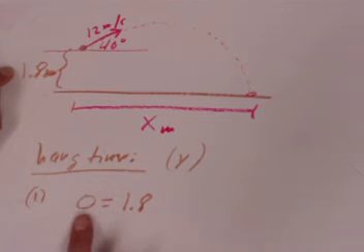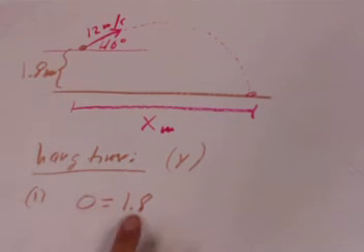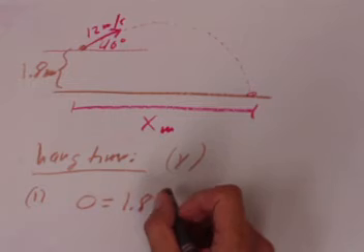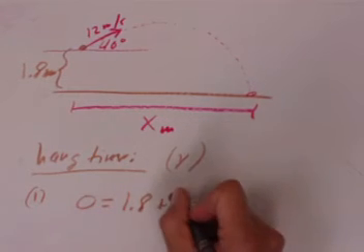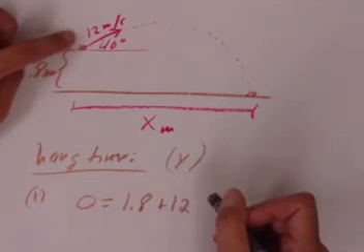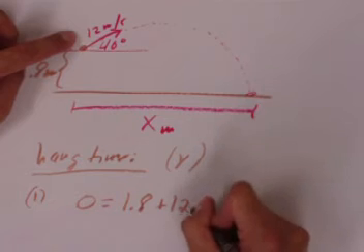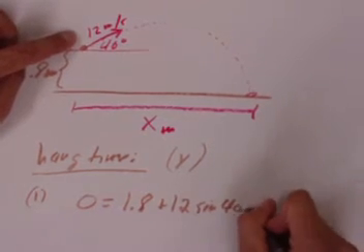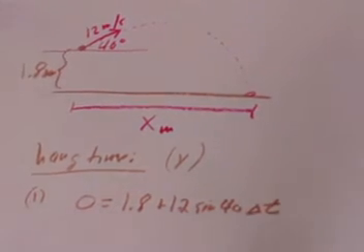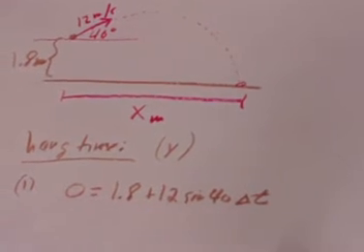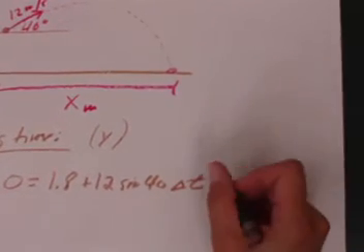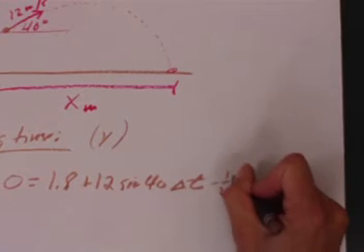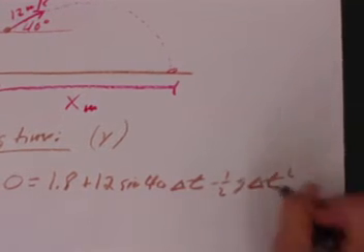So I'm saying here's y, the final position is 0. Here's where it started, at 1.8. Now the initial speed in the y direction is going to be the y component of the 12 meters per second that it was launched at. So 12 times the sine of 40 times delta t. And then lastly, always in the vertical direction, we have gravity, so we've got to get that in there. So we'll have a minus 1/2 g times delta t squared.